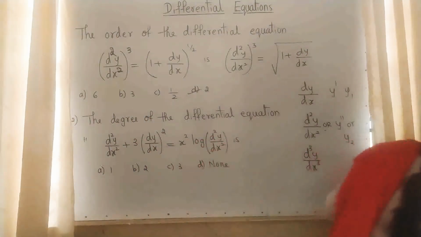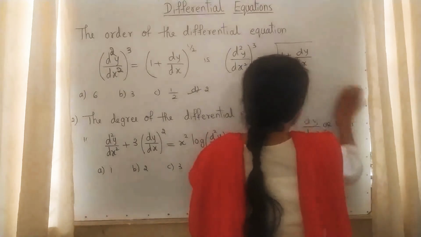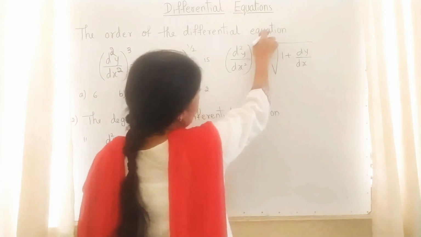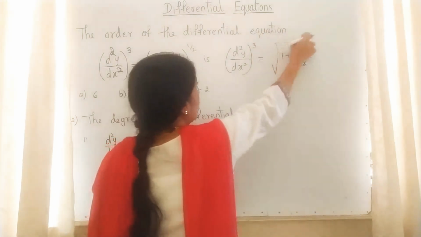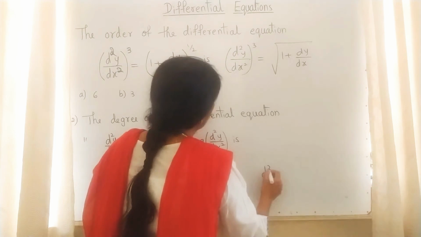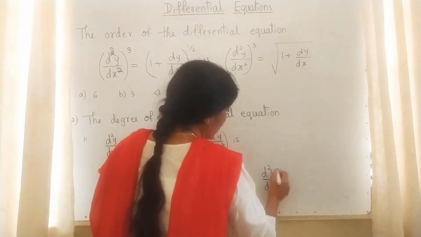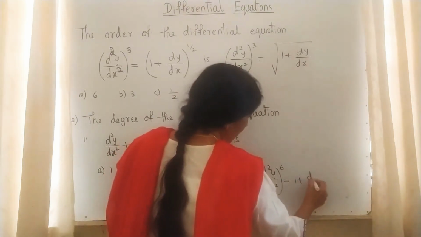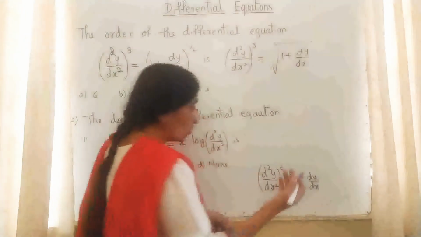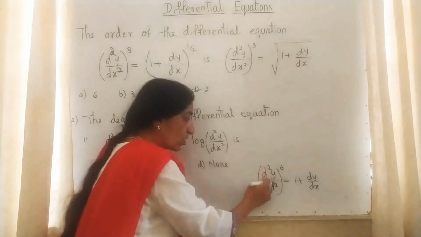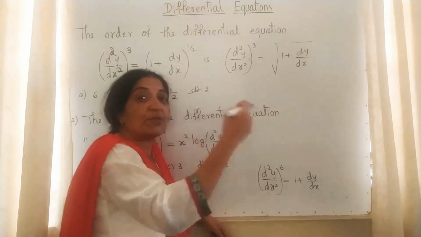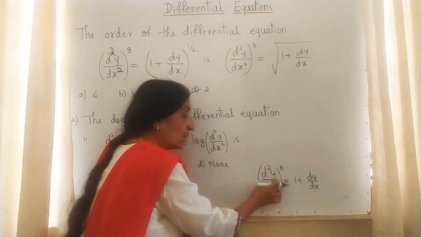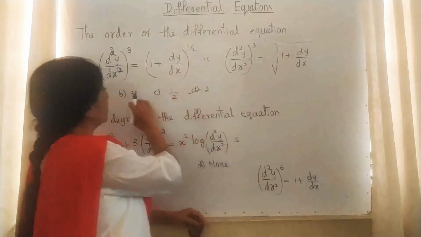And you know how to cancel the square root. To cancel the square root, what are you doing? We are squaring on both the sides, right? When you square on both the sides, its power becomes 6, and here the square root gets cancelled. You write d square y upon dx square raised to 6, and it is 1 plus dy upon dx. Even though you are squaring, how many times differentiation, that will not change. That means the order remains the same. Order is 2.